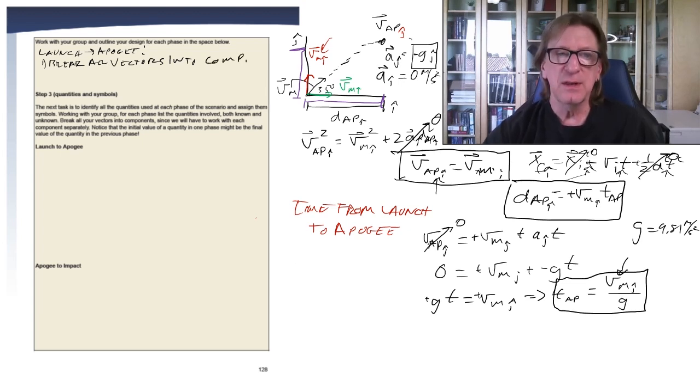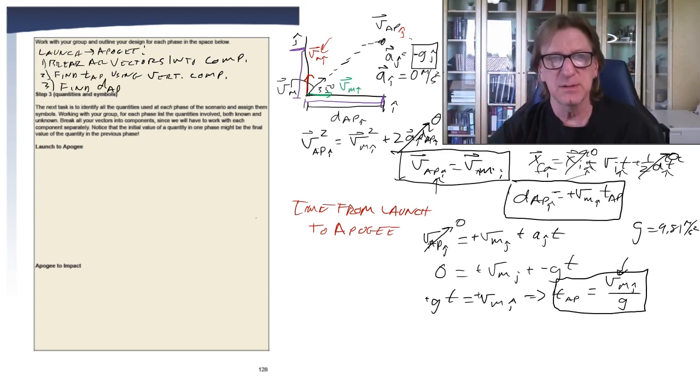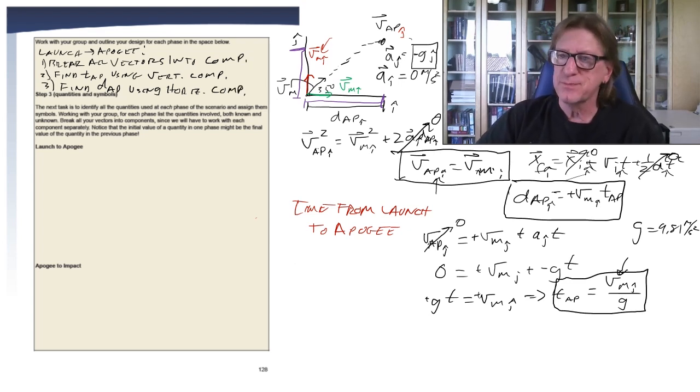All right, and then now we're just talking about launch to apogee. So I now know I'm going to find the time to apogee using the vertical side. So I'm going to use the vertical components. And then once I have that, I'm going to find the distance downrange to apogee, not up. I'm talking about the distance across, using the horizontal component. Okay, so that's my plan. So that will allow me to solve step one.